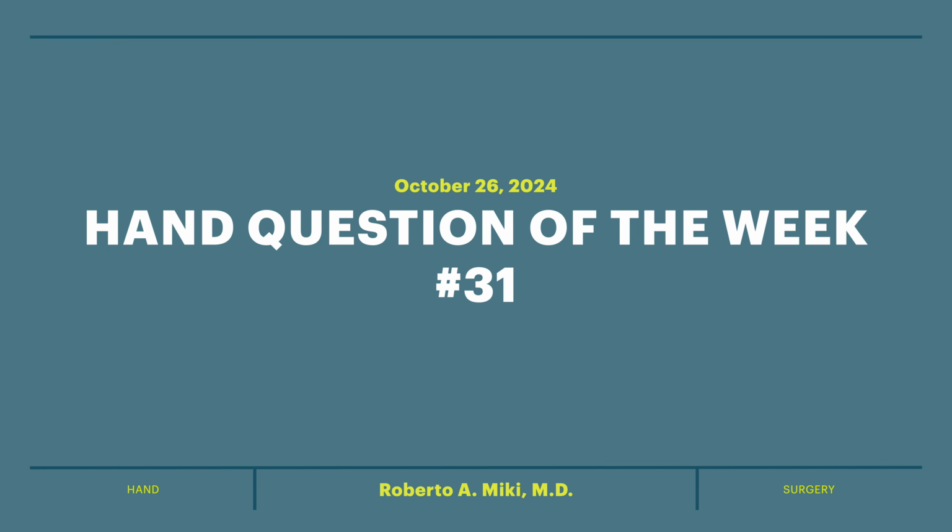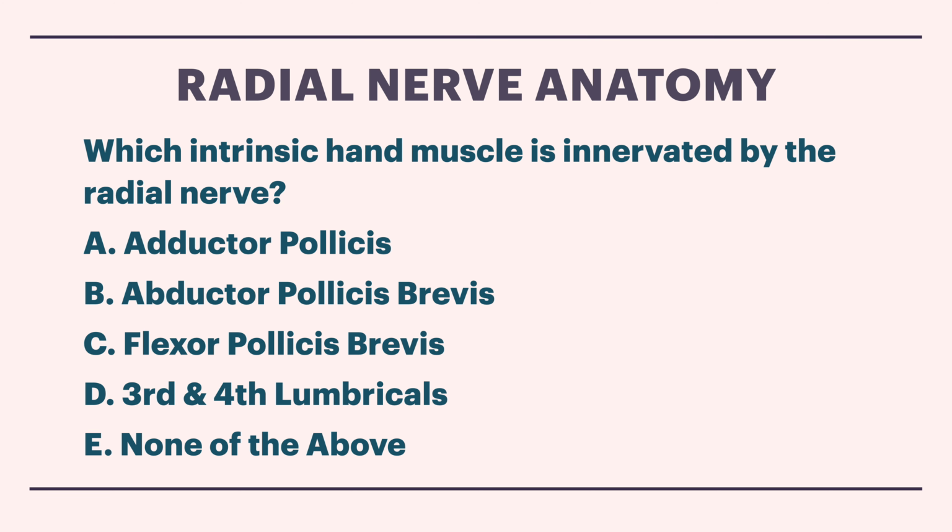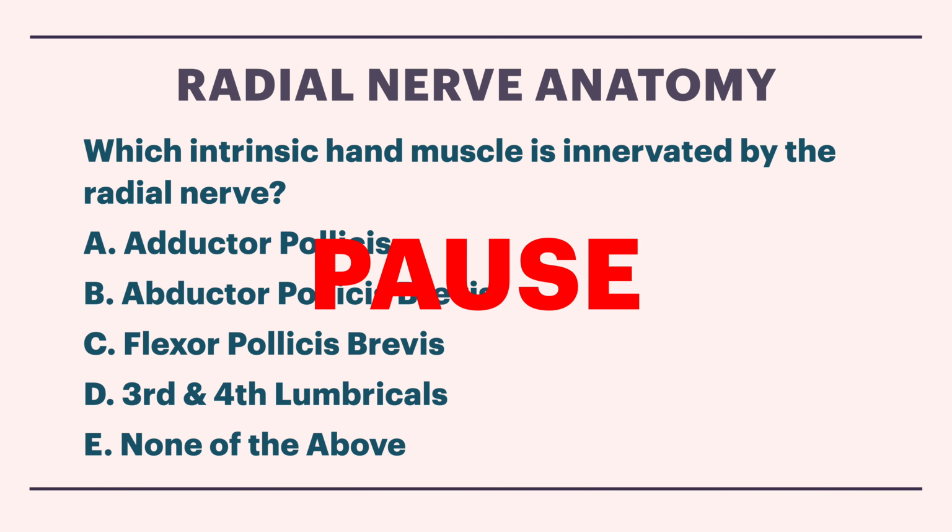It's number 31 in our series of questions for medical students, residents, and fellows studying for the boards or in-training exams. Well, let's get right into it. It's a radial nerve anatomy question. Which intrinsic hand muscle is innervated by the radial nerve? A, adductor pollicis, B, abductor pollicis brevis, C, flexor pollicis brevis, D, third and fourth lumbricals, or E, none of the above. Well, here's your chance to pause the video so you can think about the question and answer it.